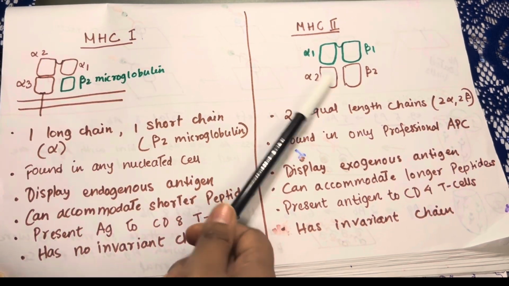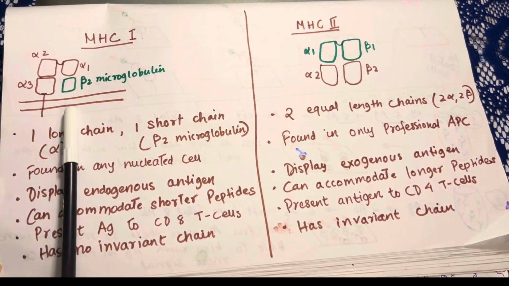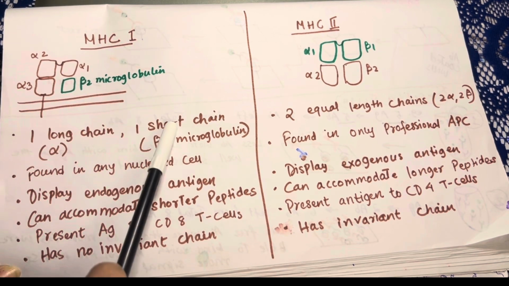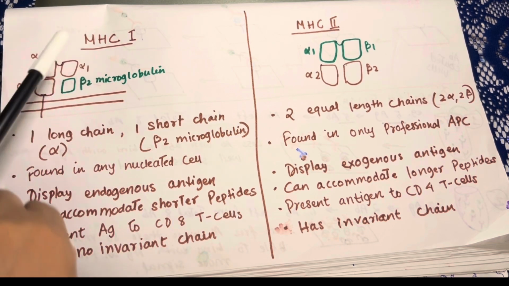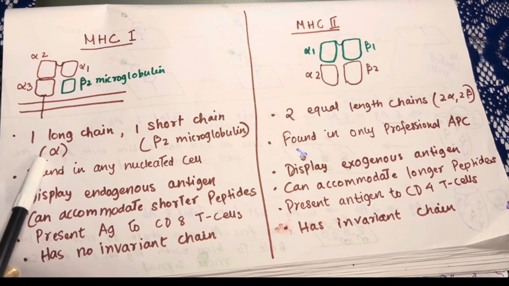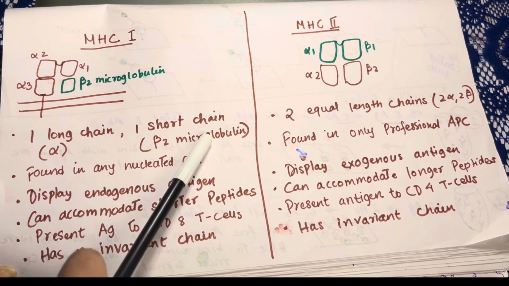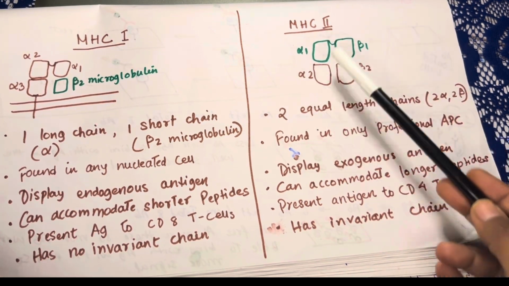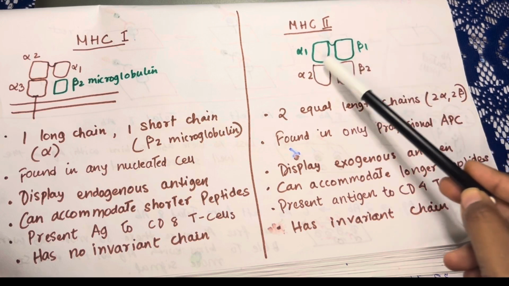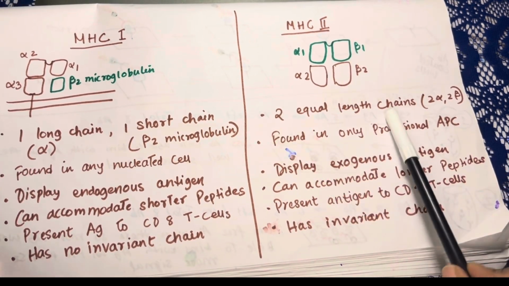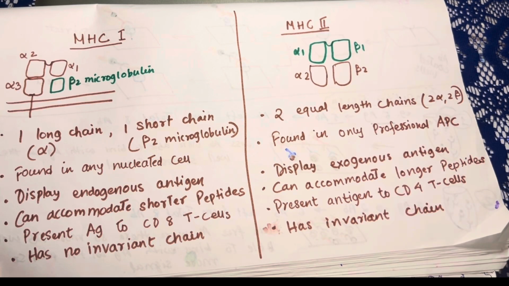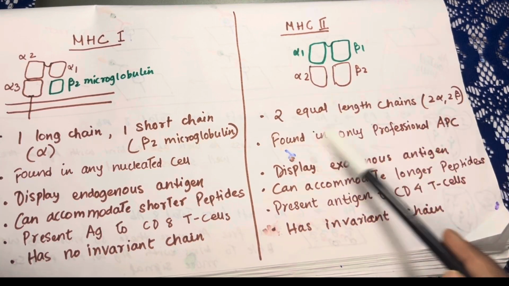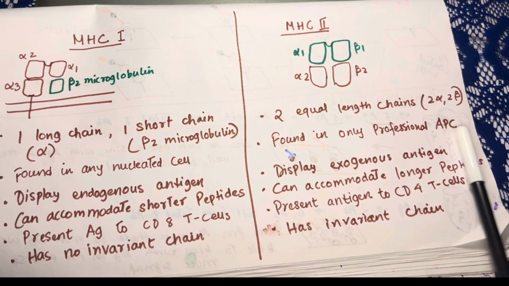MHC class 1 and MHC class 2 have some structural differences. See here, in case of MHC class 1, there will be one long chain and one short chain. The long chain is the alpha chain, alpha 1, alpha 2, alpha 3, and the short chain is called beta 2 microglobulin. But in case of MHC class 2, there are two equal length chains, 2 alpha and 2 beta chains. MHC class 1 is found in any nucleated cell. MHC class 2 is found only in professional APCs.